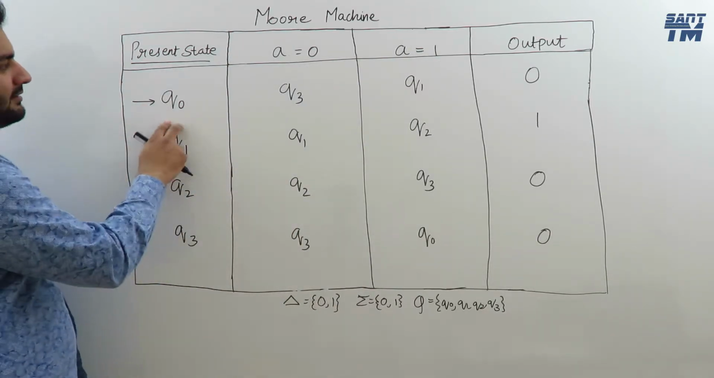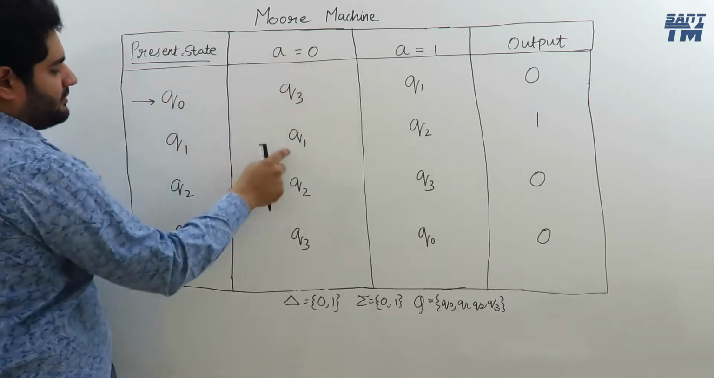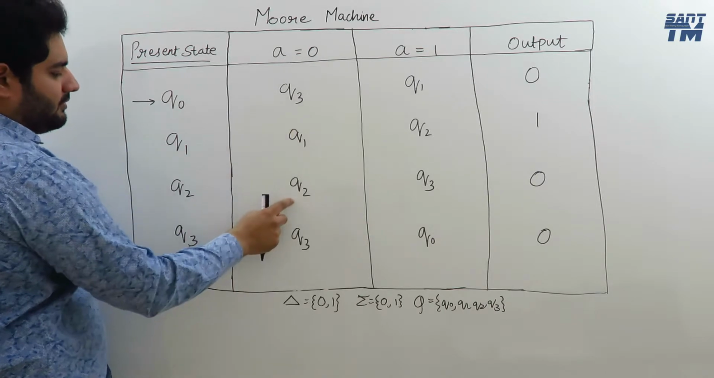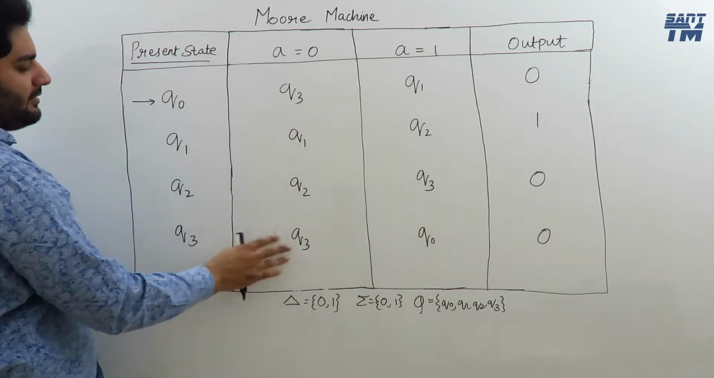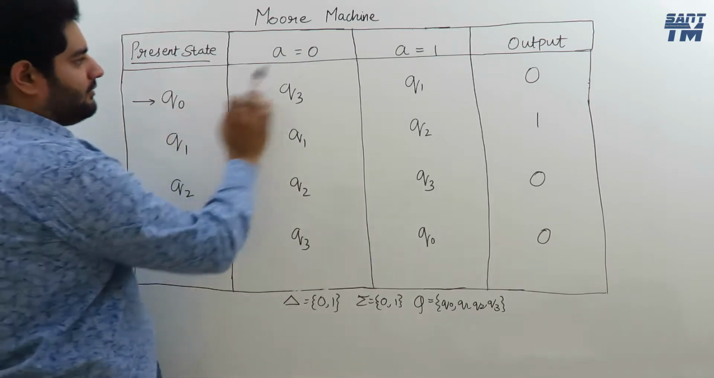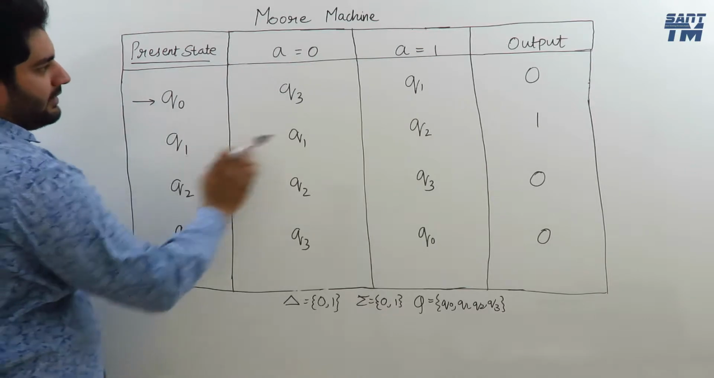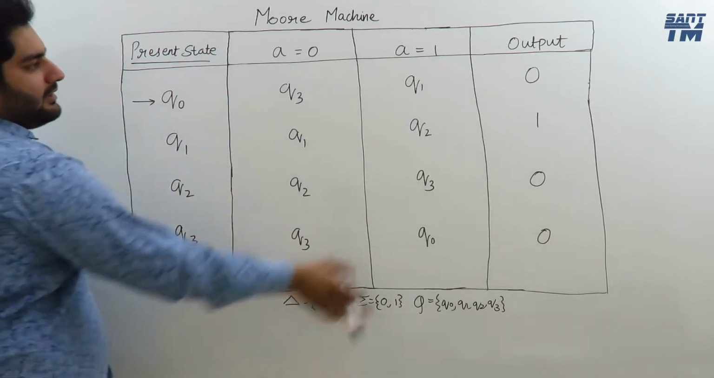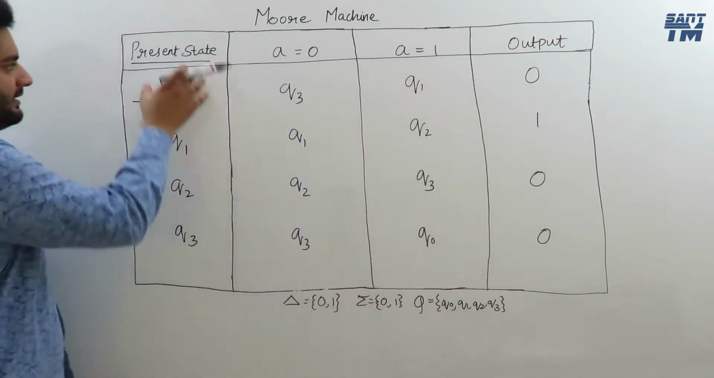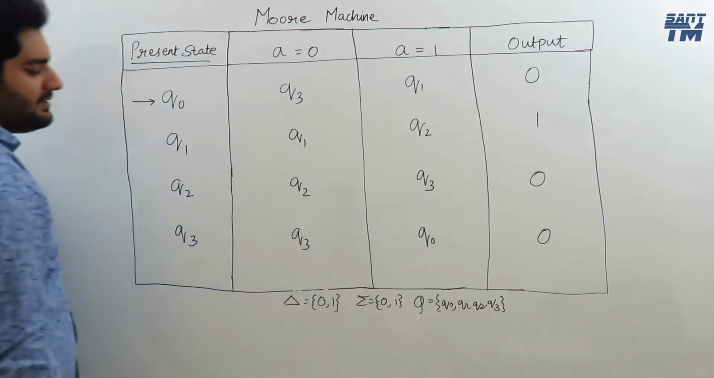So let's read this. Q naught on 0 moves to Q3, Q1 on 0 moves to Q1, Q2 on 0 moves to Q2, that means it remains there only. Q3 on 0 moves to Q3, that means it also remains there. Q naught on 1 moves to Q1, Q1 on 1 moves to Q2, Q2 on 1 moves to Q3, and Q3 on 1 moves to Q naught. And these are the present states. Depending on these present states, this is the output produced by the Moore machine.